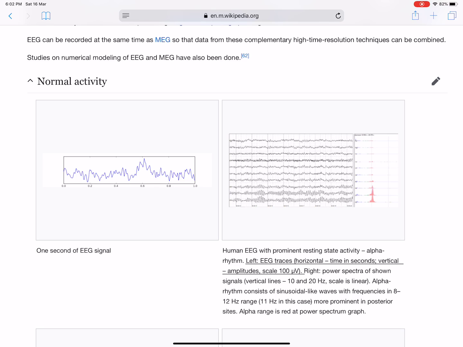Power spectra of the showing signals, vertical lines, and the Hertz scale is linear. Alpha rhythm consists of sinusoidal-like waves with frequencies in the Hertz range, in this case more prominent in posterior sites. Alpha range is read at the power spectrum graph. Human EEG within resting state.